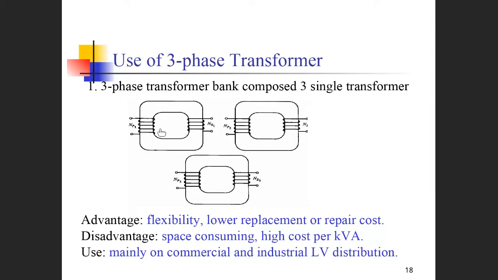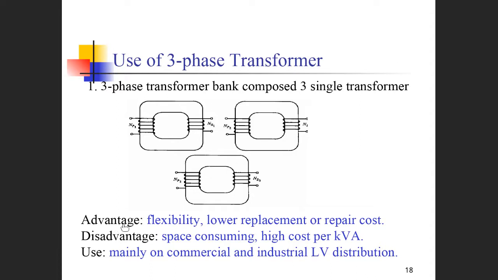As you look here, single transformer 1, transformer 2, transformer 3. By connecting the primary 1, primary 2, primary 3 to a three-phase source, the secondary can also be connected into a three-phase output source. So here we have some points on the pros and cons of the three-phase transformer banks.